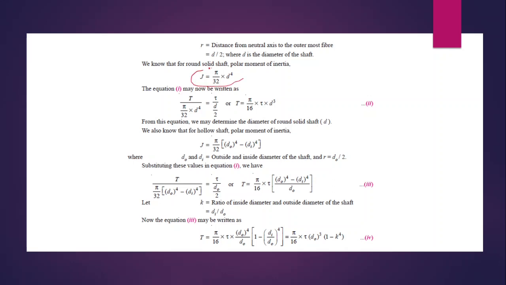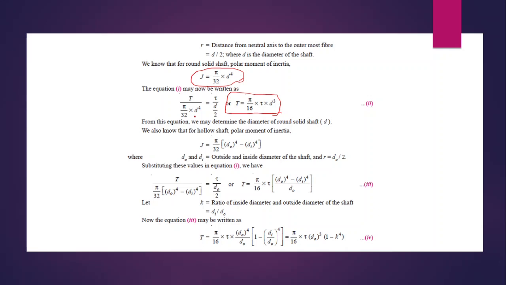We already know that J, the polar moment of inertia, is equal to pi by 32 into d raised to 4, pi d raised to 4 by 32. Then the equation may be rewritten as T divided by pi d raised to 4 by 32 is equal to tau divided by d by 2. Then T is equal to pi by 16 into d cube into tau, pi by 16 tau d cube. This is an important equation. Torque or twisting moment is equal to pi d cube by 16 tau.